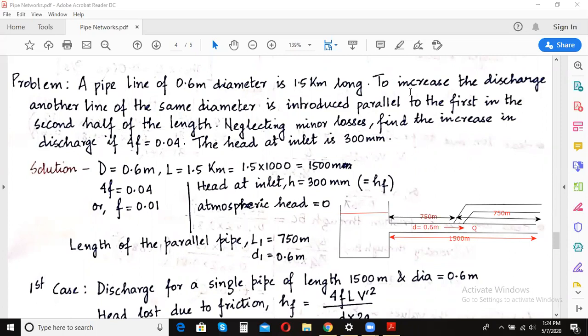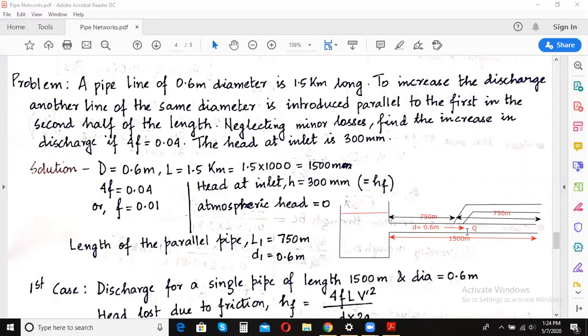So now let's recheck. To increase the discharge, another line of the same diameter is introduced parallelly to the first. So this is the first pipe, and this is the other pipe that we are talking about. It has been introduced to the first pipe in the second half portion of the length. So this is the second half portion of the pipe, and this is basically the second arrangement.